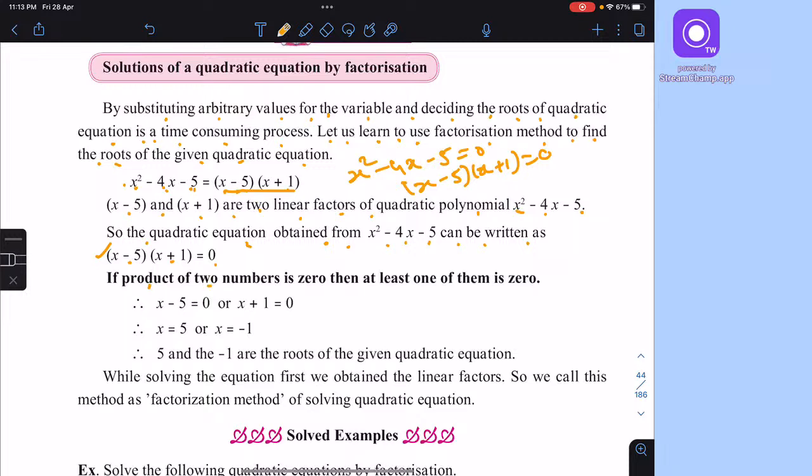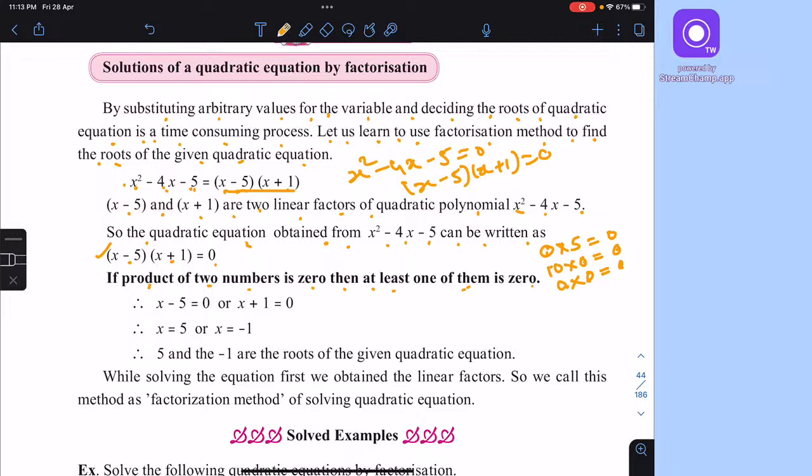Now if the product of two numbers is 0, then at least one of them is 0. For example, suppose 0 multiplied by 5. So one factor is 0, so the product is 0. If you consider one factor as 10 and the other factor is 0, then also the product is 0. And if both the factors are 0, 0 into 0 is also 0. That is what they are saying, that if the product of two numbers is 0, either the first factor is 0 or the second factor is 0 or both are 0. So we are considering this here.